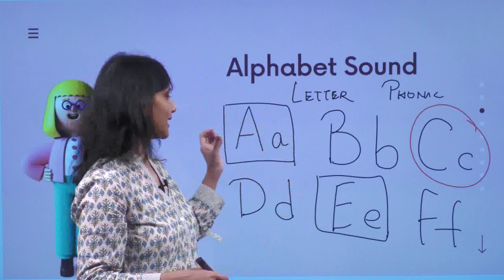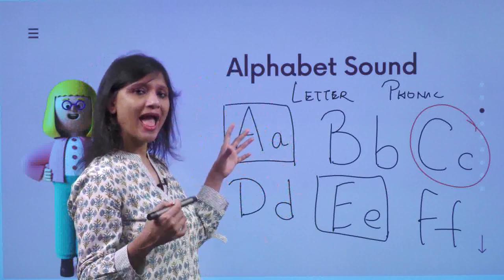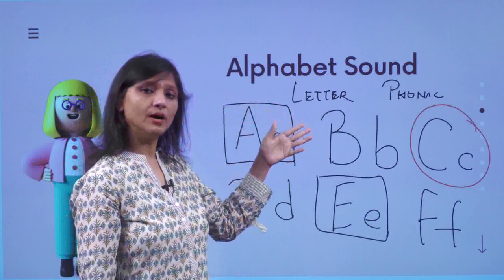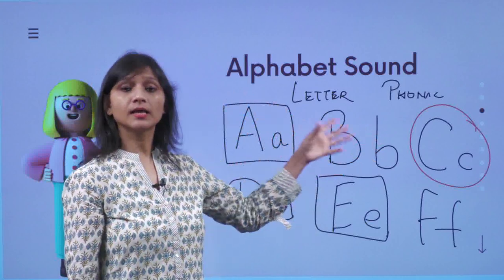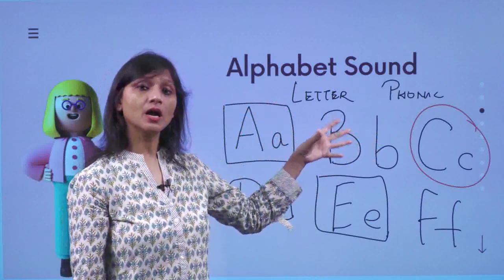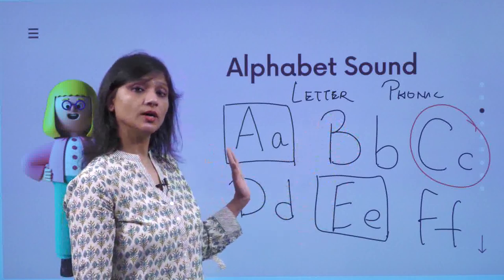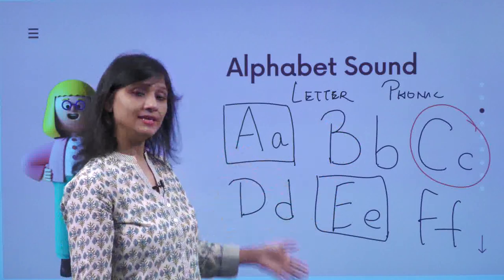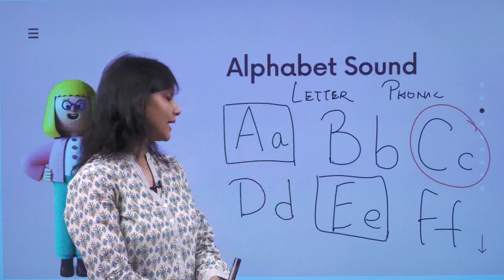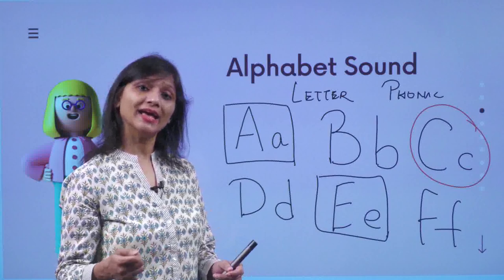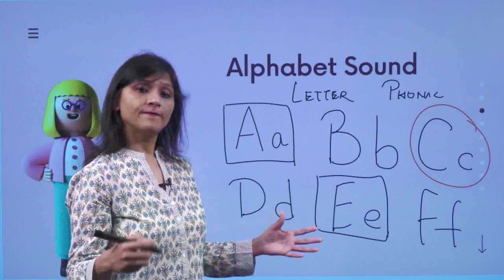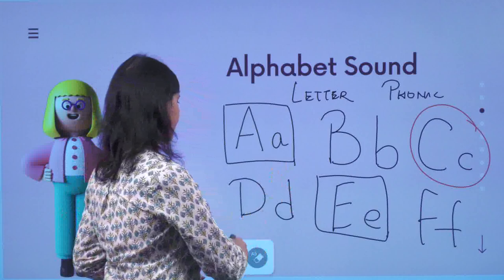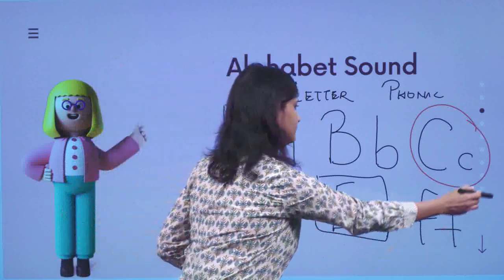A, apple. A, ant. B, bat. B, ball. C, cat. C, cup. D, daddy. D, doll. D, dog. E, elbow. E, egg. Elephant. F, fish. F, fan. Okay? Now let's move to the next set of letters.